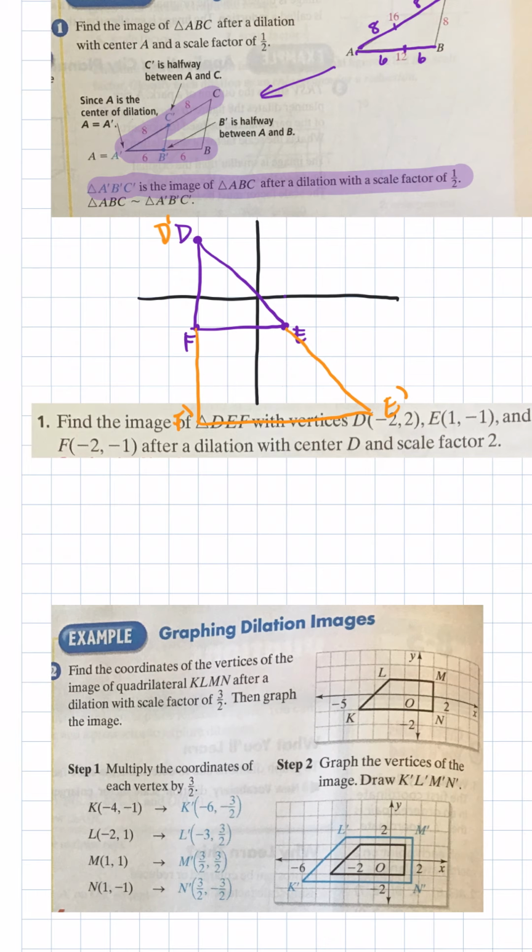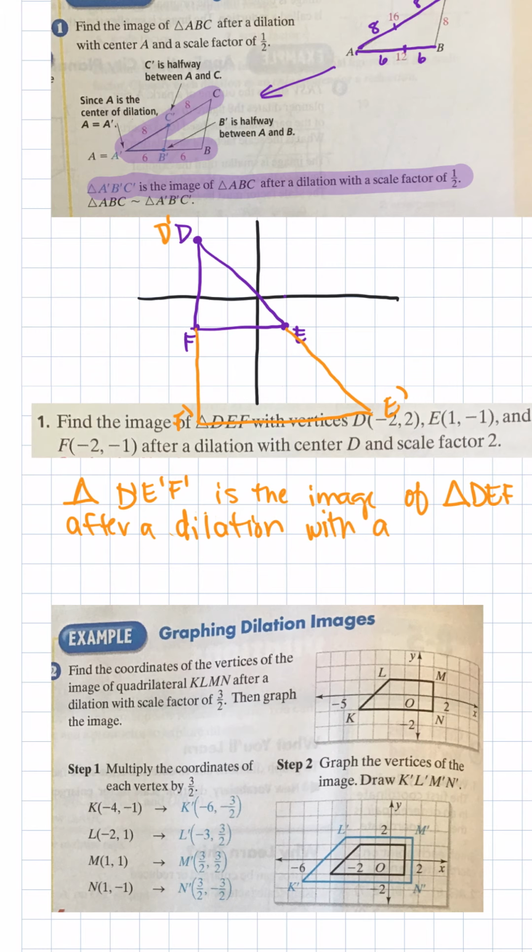And we say triangle D'E'F' is the image of triangle DEF after a dilation, spelled that wrong, with a scale factor of 2. Okay.